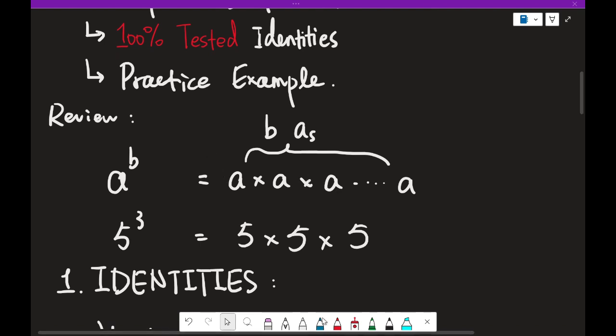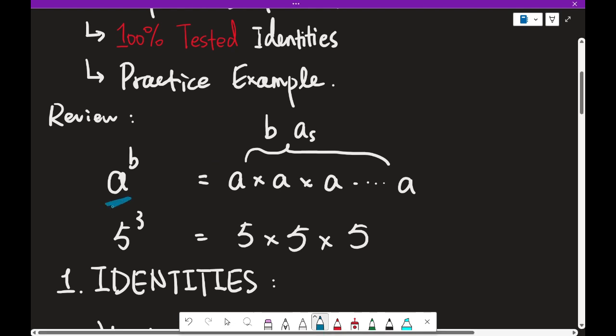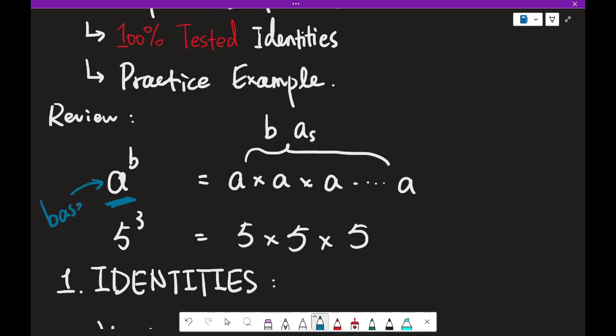If we have something like a to the power of b, this is a typical exponent, and we call a the base, and b the exponent. a to the power of b simply means that there are b a's multiplied together. An example would be 5 to the power of 3, or we can call it 5 cubed. It would be 3 5s multiplied together, so 5 times 5 times 5 equals 125.